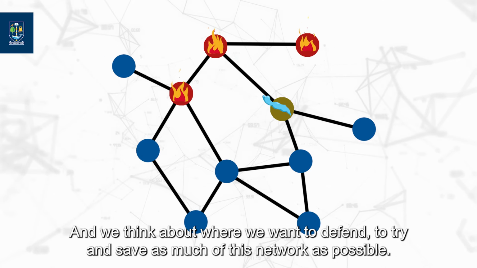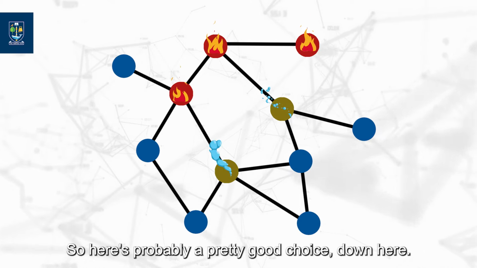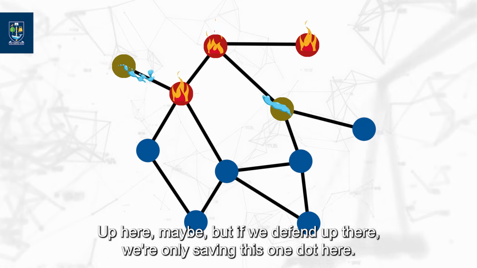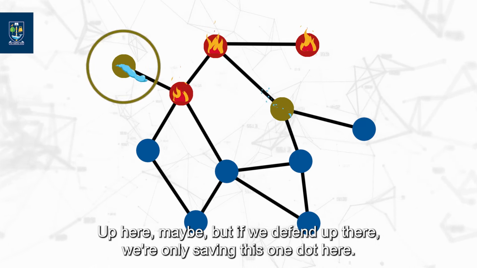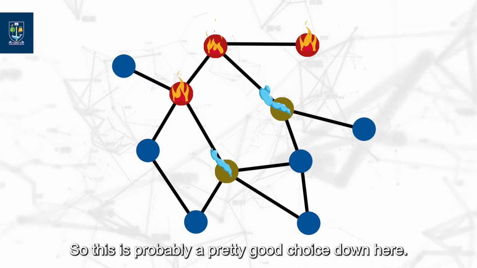We think about where we might want to defend to try and save as much of this network as possible. So here's probably a pretty good choice, down here. We could think about other places, up here maybe, but if we defend up there, we're only saving this one dot here. It doesn't save anything else. So this is probably a pretty good choice, down here.